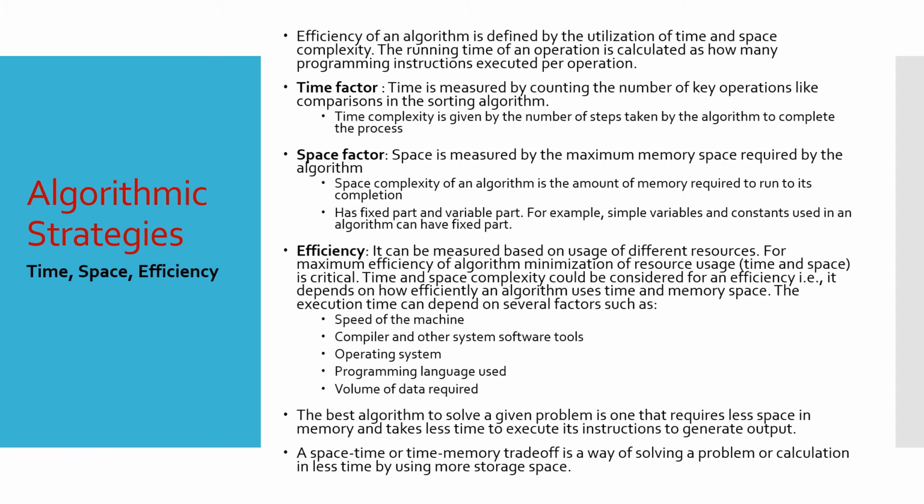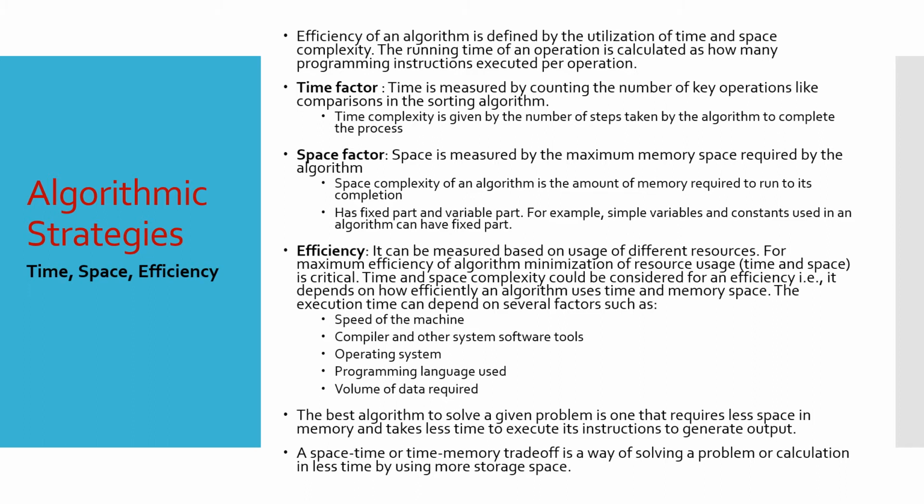Time complexity is normally given by the number of steps taken by the algorithm to complete the process. You may need 10 steps to achieve an outcome, or you may need 100 steps to achieve that output, depending on the type of problem you're trying to resolve. So accordingly the time will change, that's important for you to know. Same with the space as well. The space is nothing but the amount of memory required to run to completion.